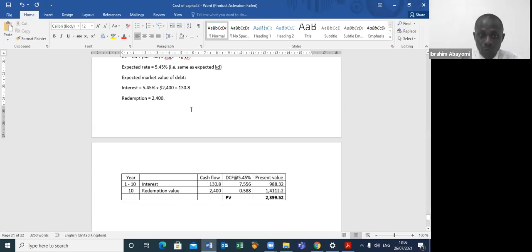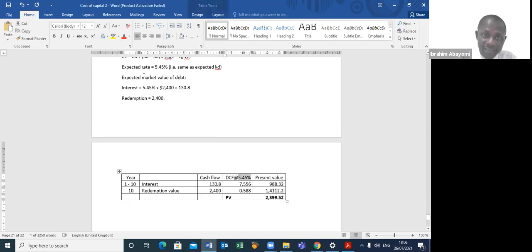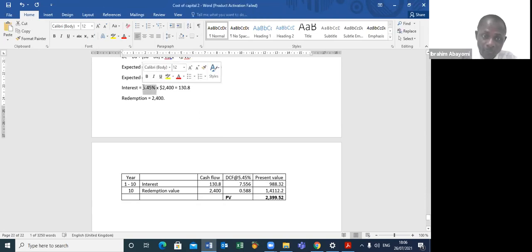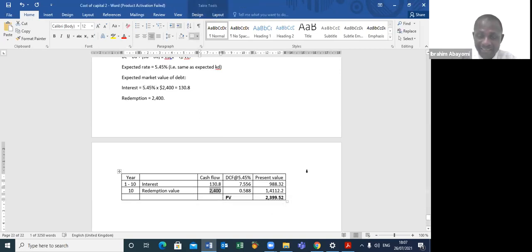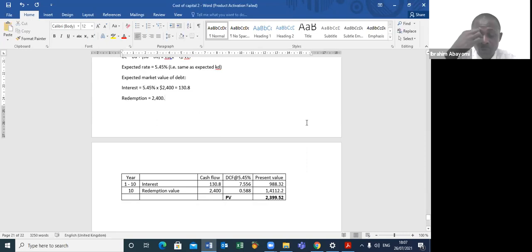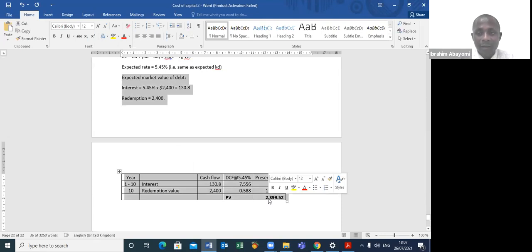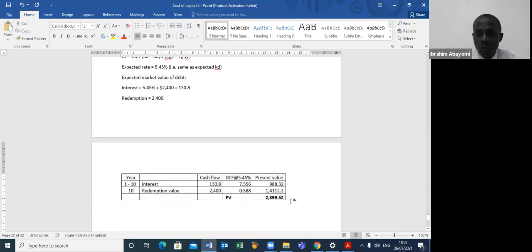So that confirms that in a situation where your cost of debt is the same thing as the interest rate of the debt, then the book value of the debt will be the same thing as the market value. Okay? I believe that is clear. So in the exam, I won't need to do this. I don't need to do it because I already know the principle.